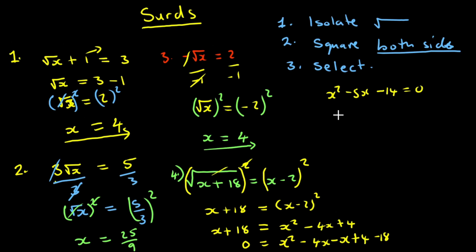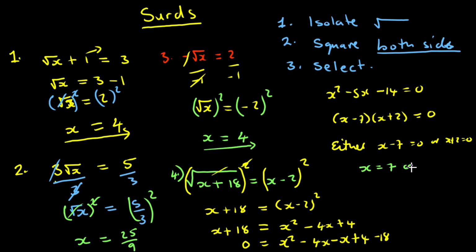Then when we have this, we can factorize, right? You can factorize or you can solve this using the quadratic formula. So if we factorize, we are going to have (x minus 7)(x plus 2) is equal to 0. So it's either x minus 7 is equal to 0 or x plus 2 is equal to 0. So what two answers am I going to get? I'm going to get x is equal to 7 or x is equal to negative 2.